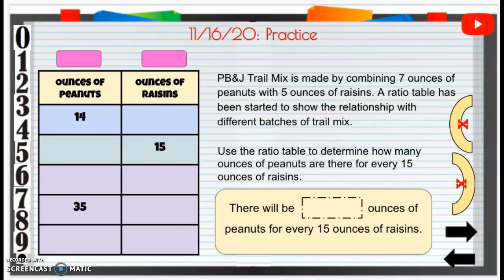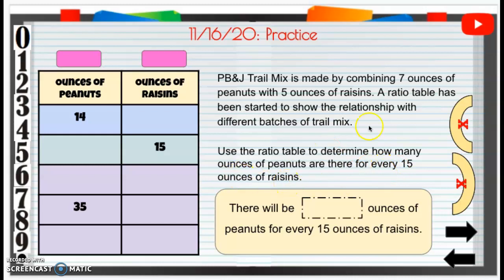November 16th, 2020 practice. All right, so PB&J trail mix is made by combining 7 ounces of peanuts with 5 ounces of raisins. A ratio table has been started to show the relationship with different batches of trail mix. Use the ratio table to determine how many ounces of peanuts there are for every 15 ounces of raisins.